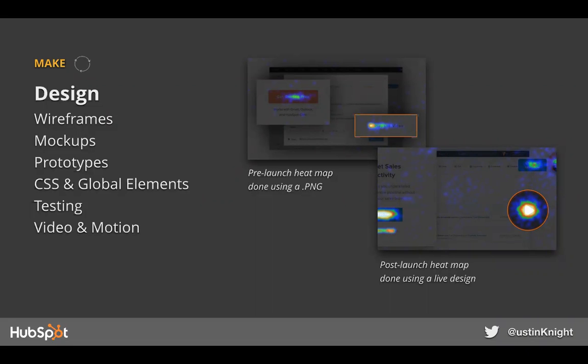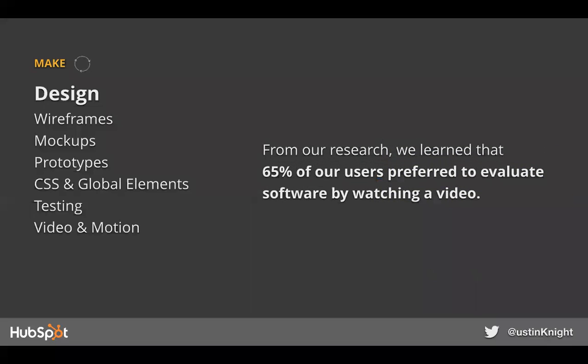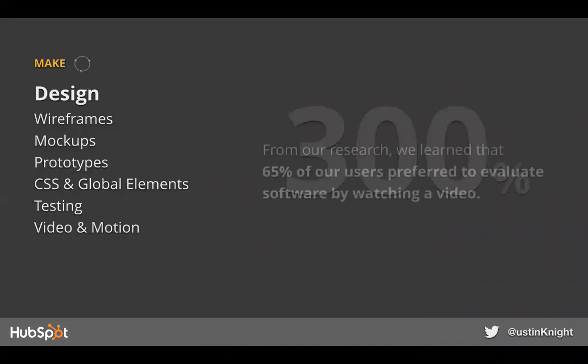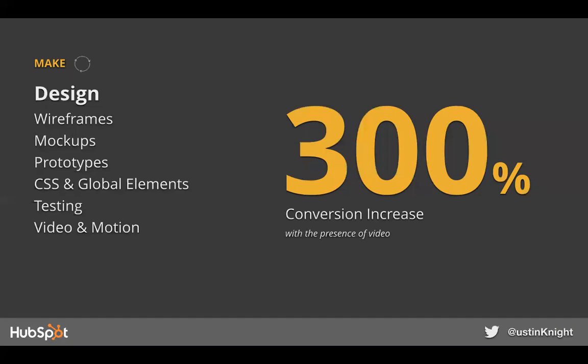And we see this pattern where the core CTA is the thing that's clicked the most, but the second most clicked thing is the video. Users like to learn about products through video. In our case, 65% of our users prefer to evaluate our software by watching a video. And what we found is that when we included a video on a product page, it increased conversion by about 300%. So that was huge. We invested a lot in that area.